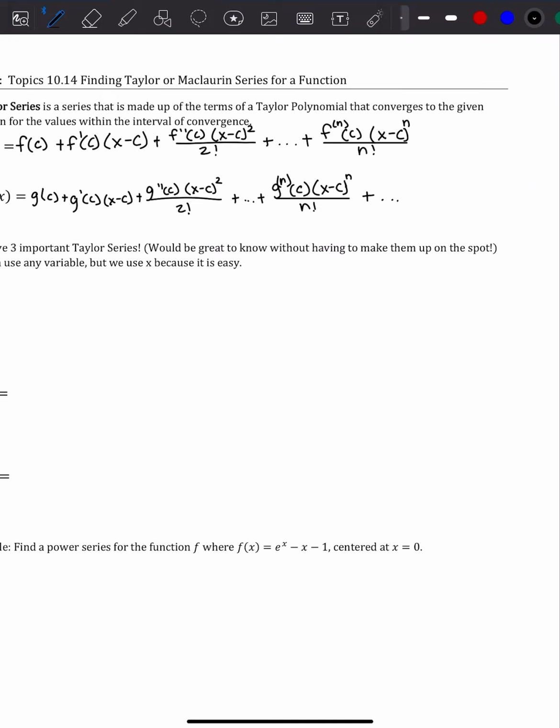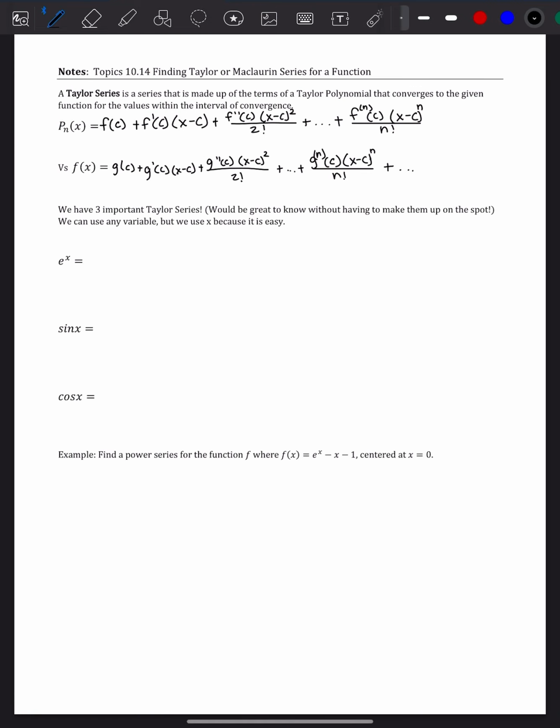So we have 3 really, really important Taylor series. They are so important that it would be great to know them without having to make them up on the spot. We can use any variable, but we use x because it's going to be easy for us. These are the ones that we want to know.